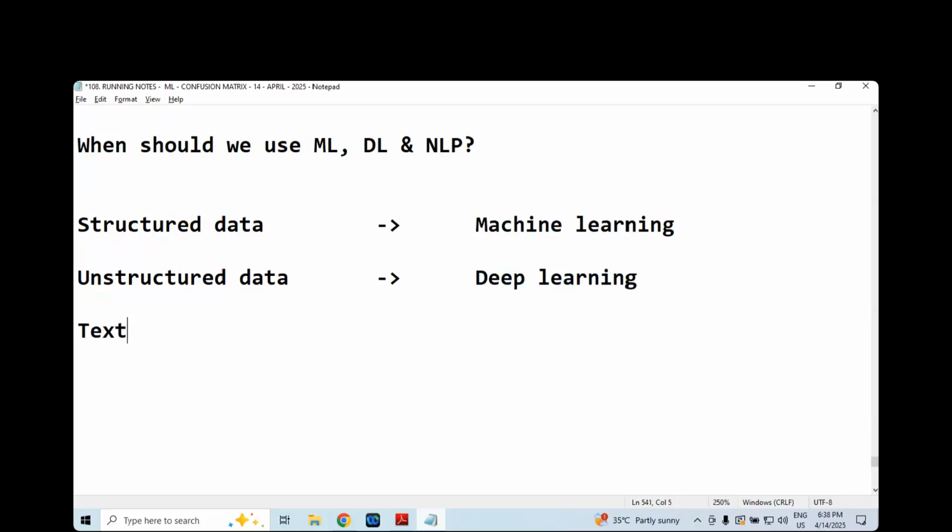Then I do have text data. Text data, go for NLP. What is NLP?